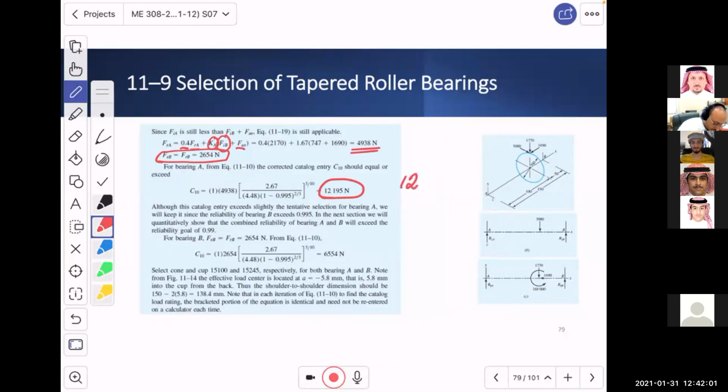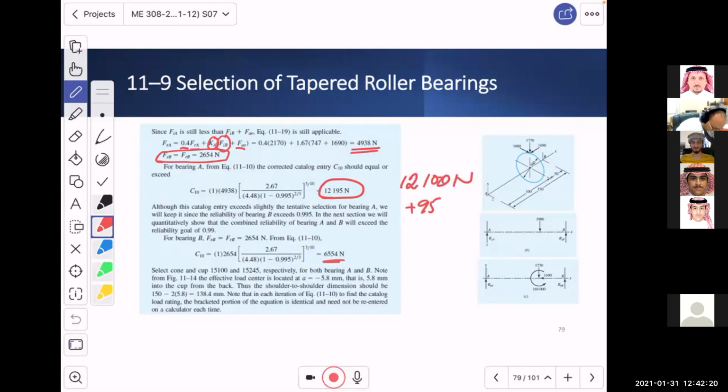We picked 12,100 Newton, so this is higher by 95 Newtons. So in the solution here, it says it's okay. It's manageable. So we are still going to use the same bearing.